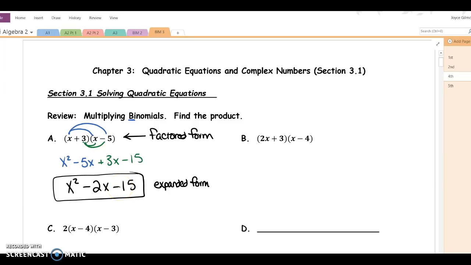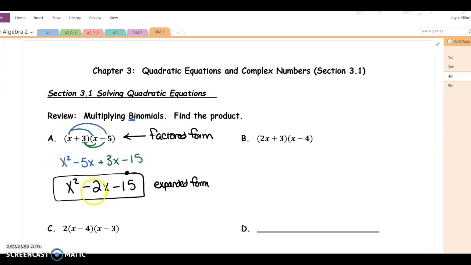Let's start first with the -15. Think about 3 and -5. How are 3 and -5 related to -15? 3 times -5 is -15. -15 is the result of multiplying the 3 and the -5.